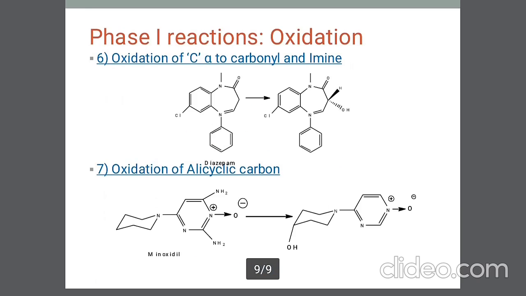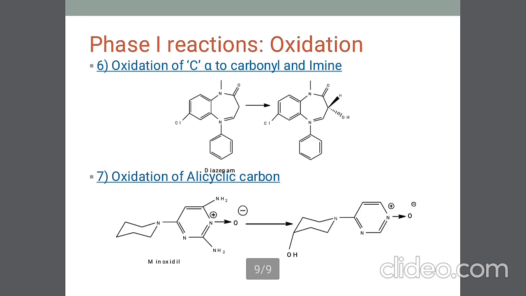The next example is the oxidation of a carbon which is alpha to a carbonyl and an imine. Again you can see here the example of diazepam. Now in this case, diazepam contains a carbon which is next to the carbonyl carbon, and the same carbon is next to the imine carbon. Numbering-wise, it is the third carbon. So whenever in a given drug you have such carbons which are alpha to a carbonyl as well as alpha to an imine, that carbon undergoes oxidation preferentially. So here diazepam will give this type of metabolite, where the third carbon of diazepam will undergo hydroxylation to give the hydroxylated metabolite.